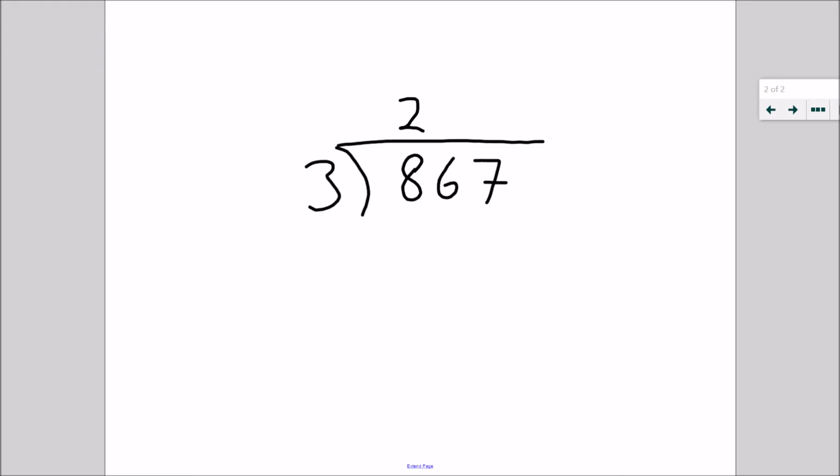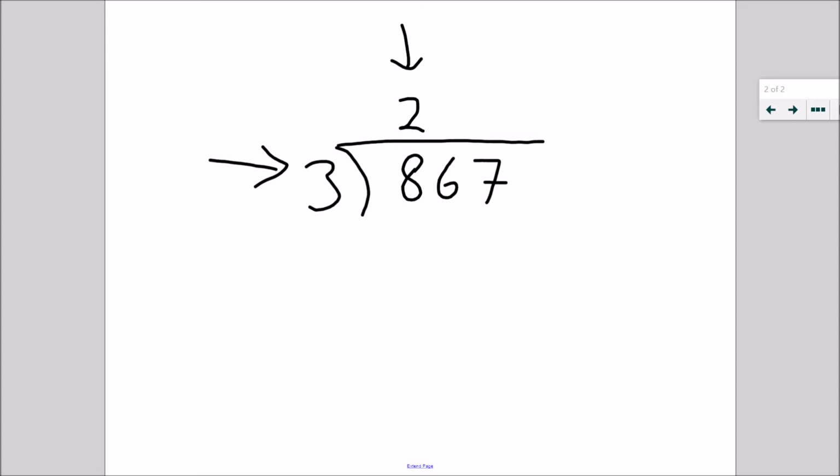2 times 3 is not 8. So since I won't have used them all up, I need to check for a remainder. How do I check for a remainder? Well, I just need to multiply what I just got by my divisor and see what the difference is between that and my starting number. I got a 2. 2 times 3 is 6.